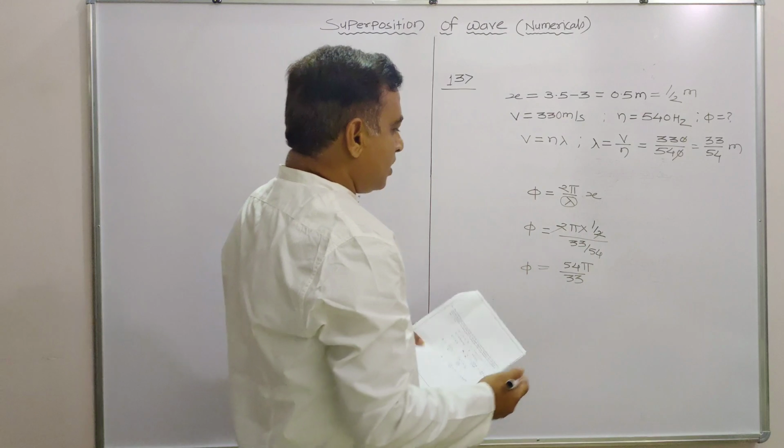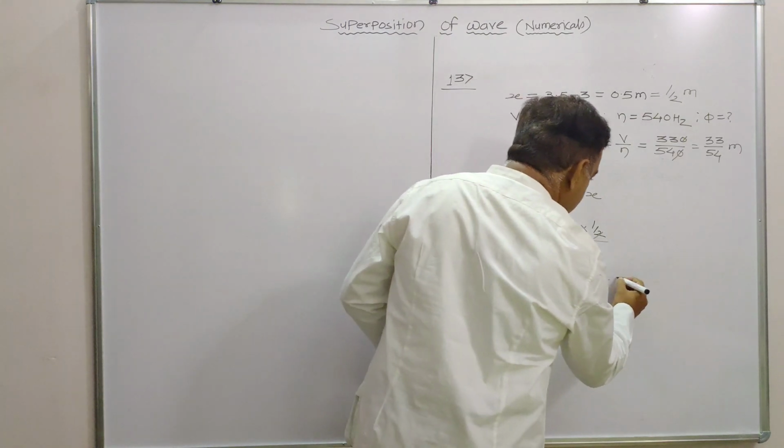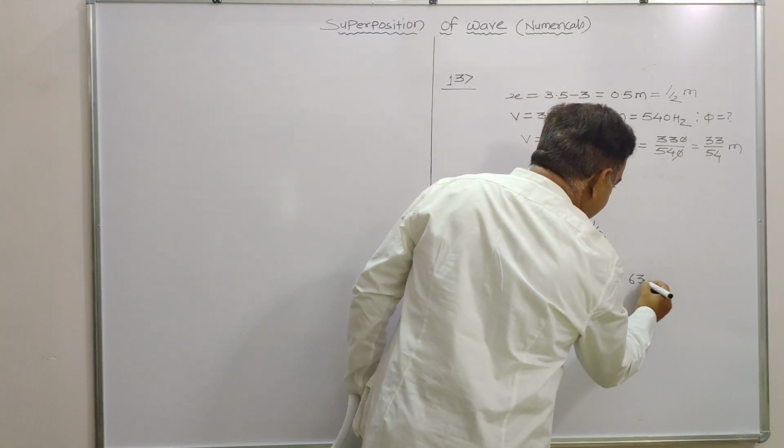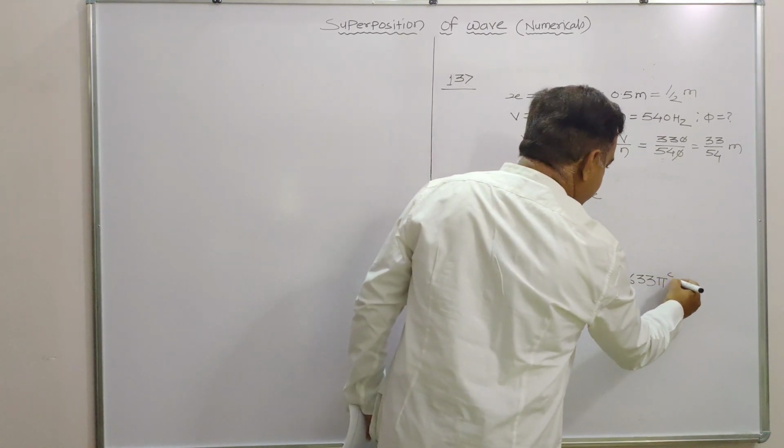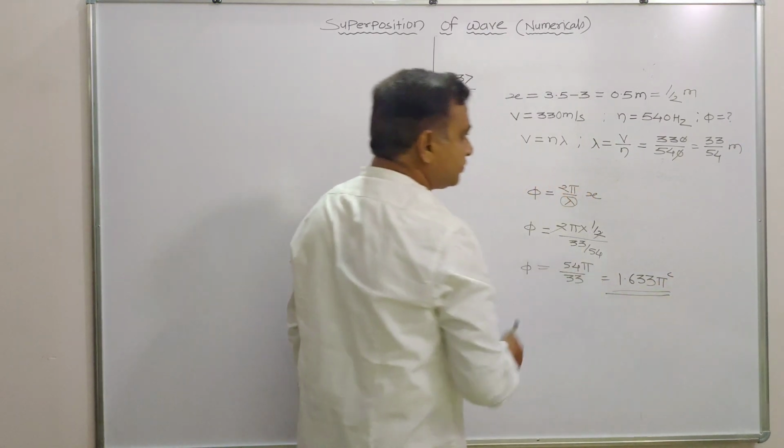Our answer is 1.633 pi, in radian. This is your answer.